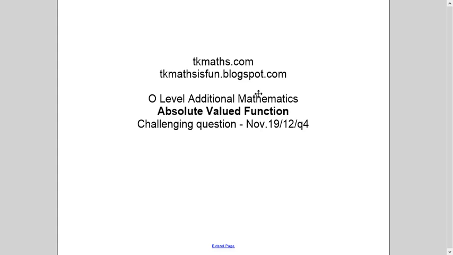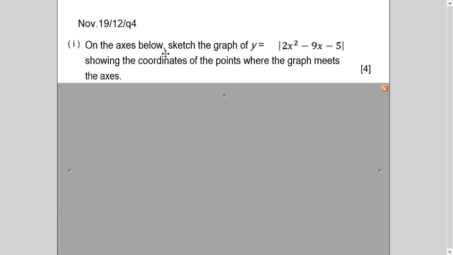So let's begin with the question. Why it is challenging: usually students have practiced modulus function or absolute valued function sketching when a linear function is given inside the modulus. This is a quadratic function. You need to understand the technique here.